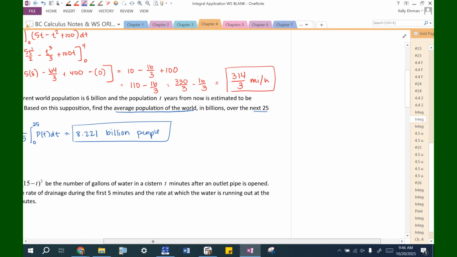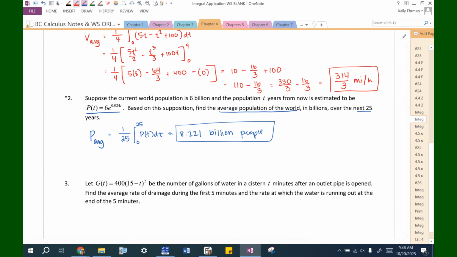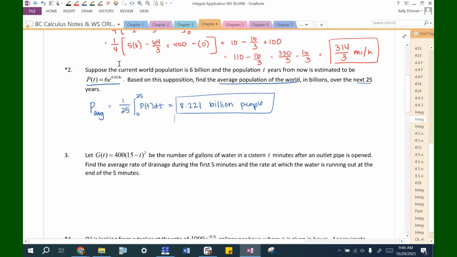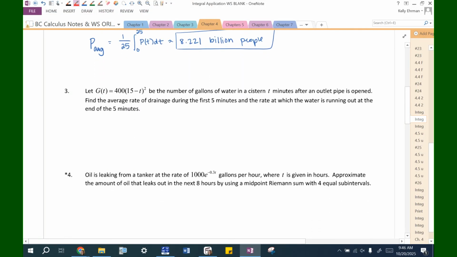All right, our next one is no calculator. Let g of t equal this function. It's the number of gallons of water in a cistern t minutes after an outlet pipe is opened. So this is just a number of gallons. It's not a rate. Find the average rate of drainage during the first 5 minutes and the rate at which the water is running out at the end of the 5 minutes.